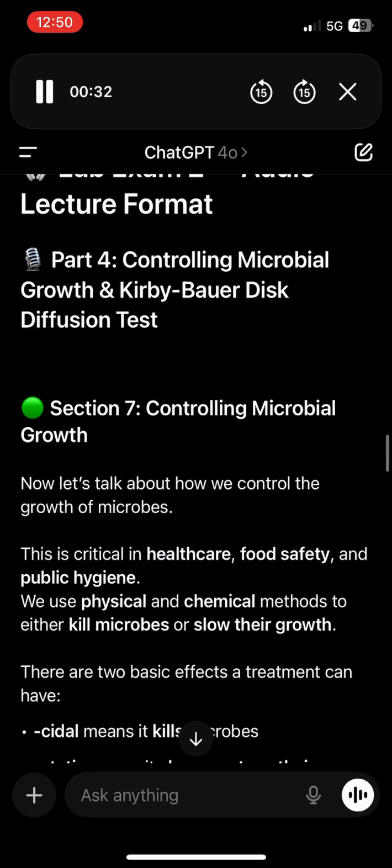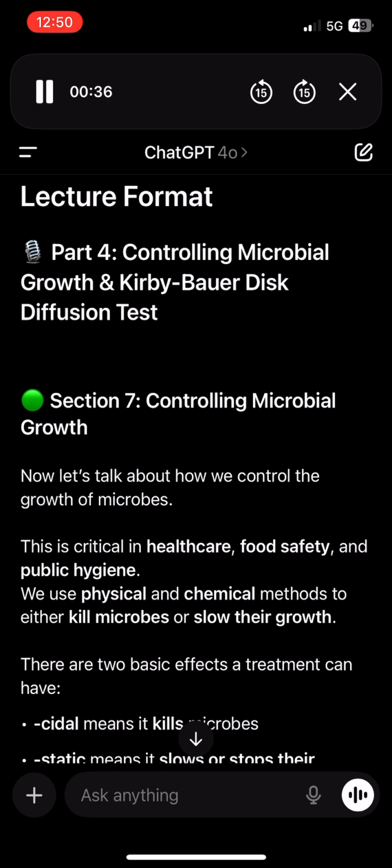This is critical in healthcare, food safety, and public hygiene. We use physical and chemical methods to either kill microbes.